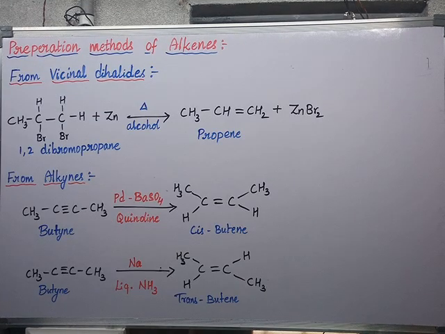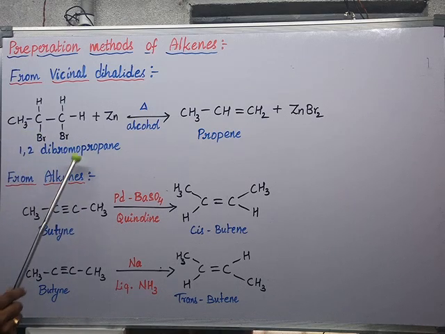See the next method of preparation, that is from vicinal dihalides. So we are preparing alkene from vicinal dihalide. You can observe this 1,2-dibromopropane. Here the two carbons are there, and on these two carbons the bromine atoms are present. If halogen atoms are present side by side, we call that a vicinal dihalide. So I am taking 1,2-dibromopropane.